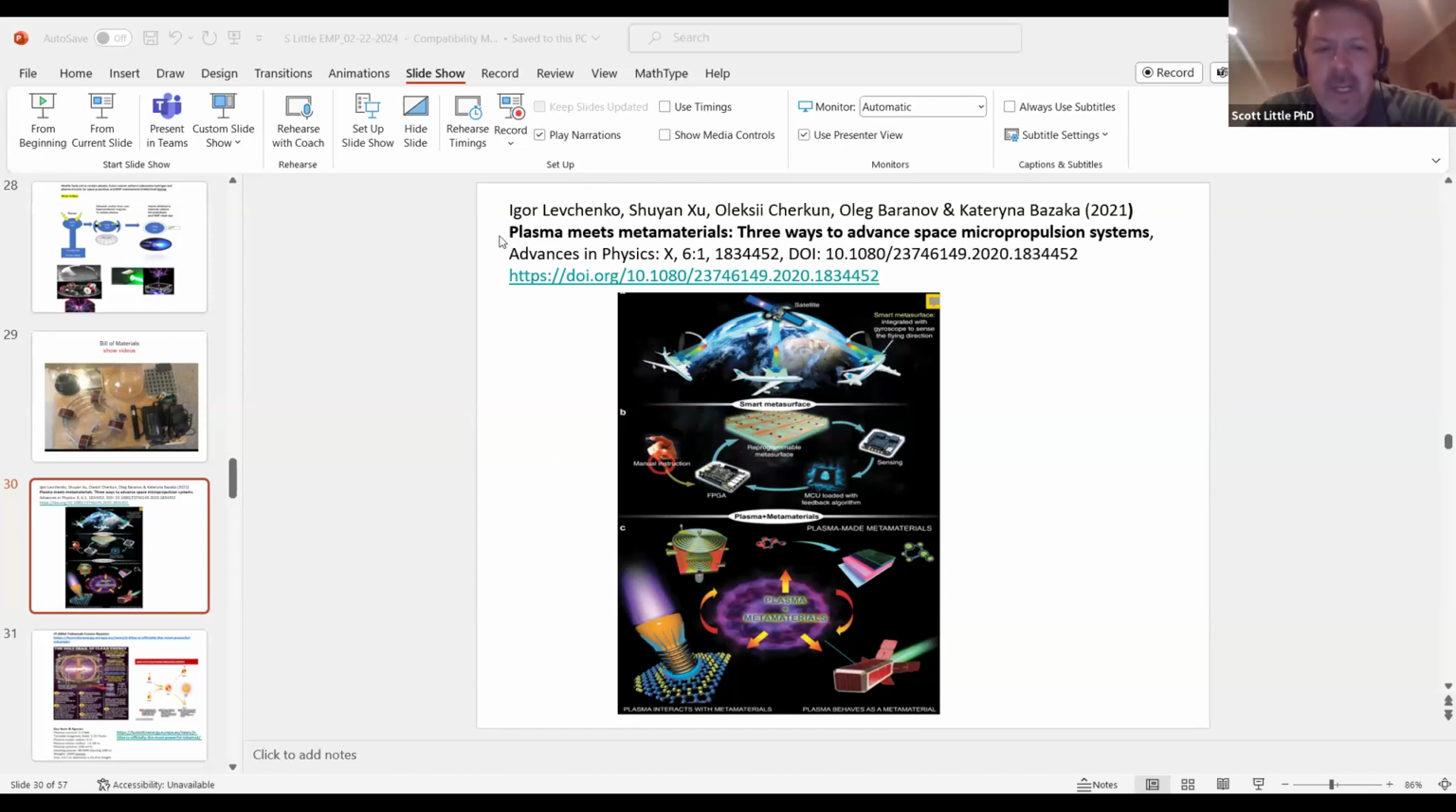Okay, so back to this. Here is, again, this paper where they're looking at what they call space micropropulsion systems using metamaterials and plasma, how metamaterials are being used to generate plasma, like by focusing it and creating the plasma itself, or by using plasma to create metamaterials, kind of each one going into the other. So it's kind of an interesting little paper.